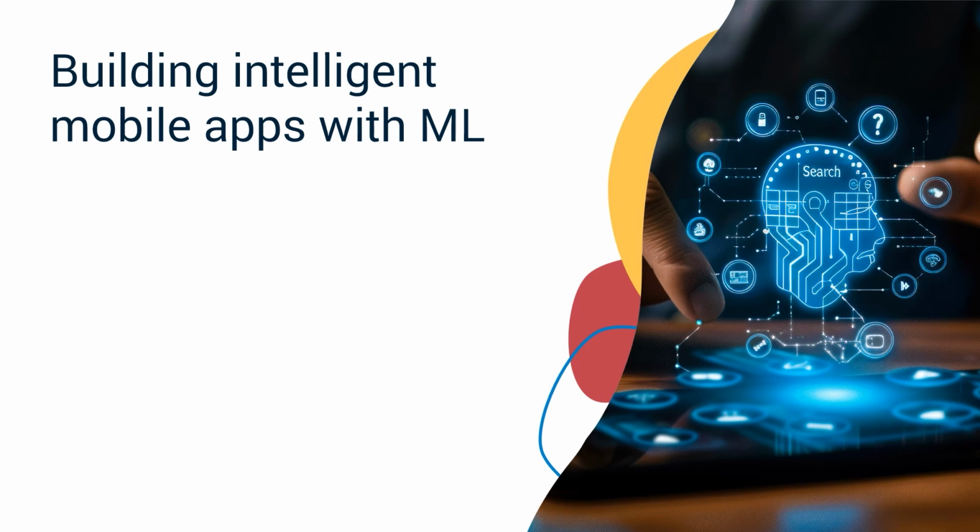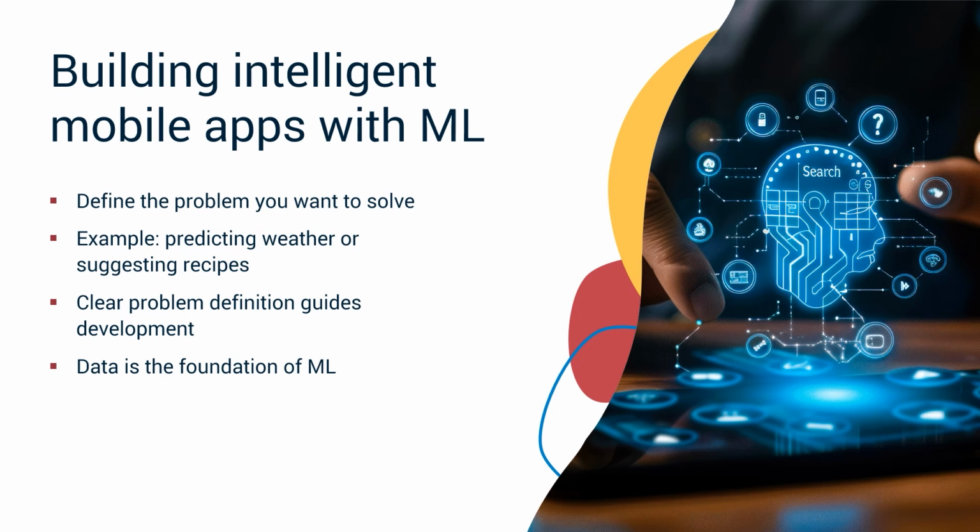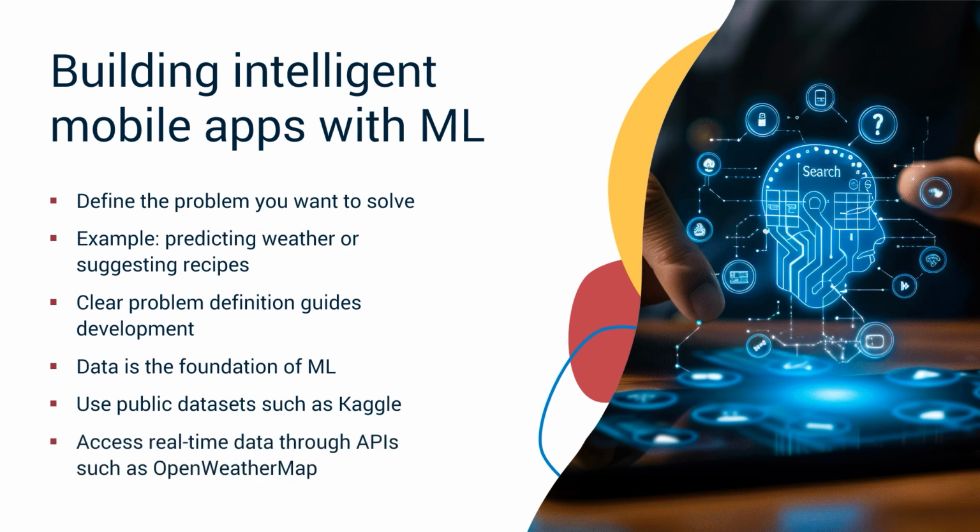With these benefits in mind, let's look at how you can start building intelligent mobile apps using machine learning. The first step is to define the problem you want to solve. Are you creating an app that predicts weather conditions or one that suggests recipes based on available ingredients? A clear problem definition sets the direction for your development process. Next, you'll need data, which is the foundation of machine learning. This data can come from public datasets, such as those on Kaggle, or through APIs, such as OpenWeatherMap for real-time information.